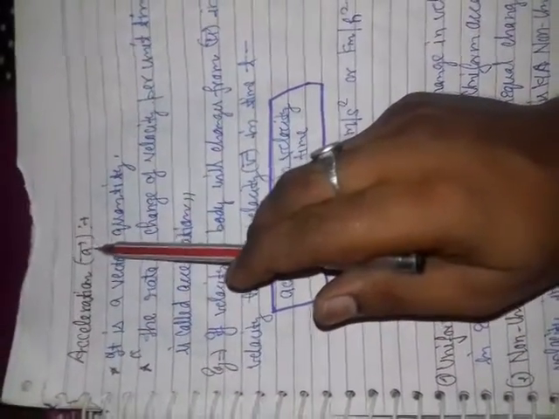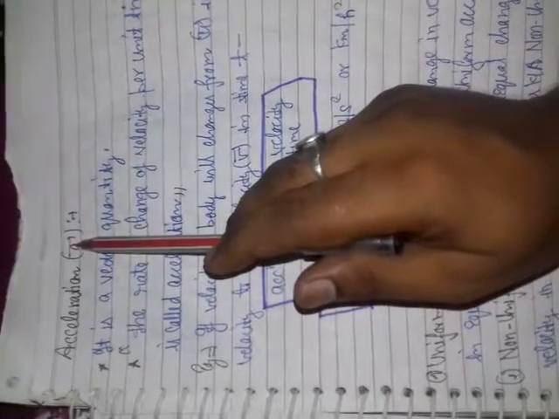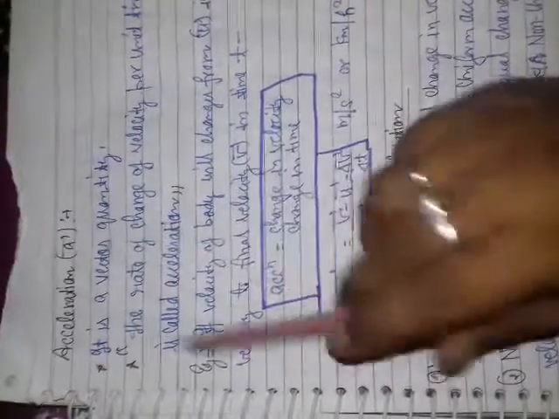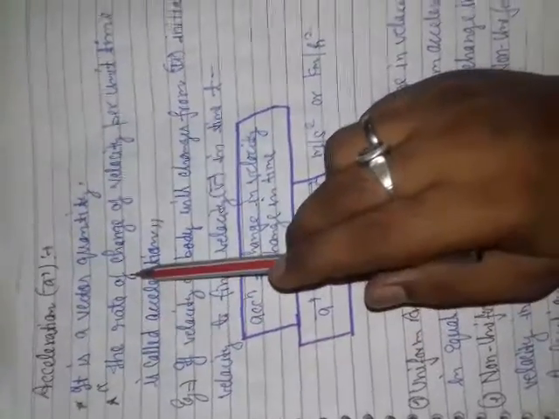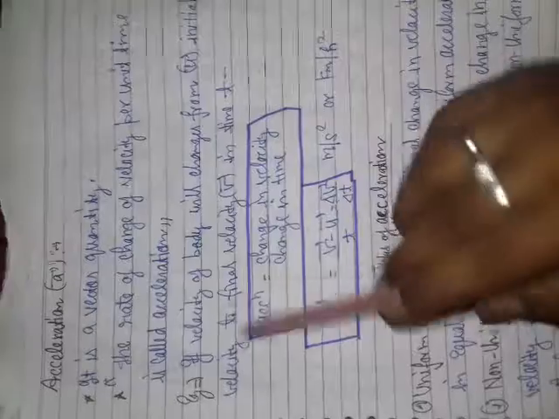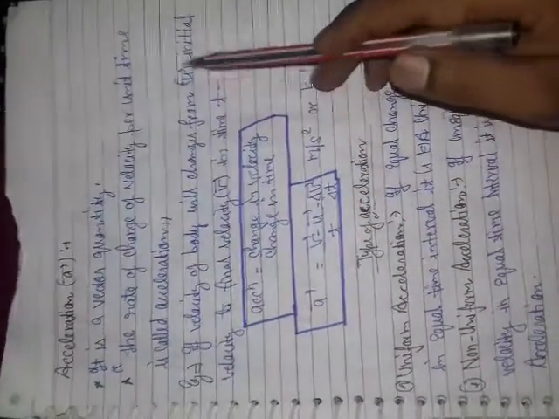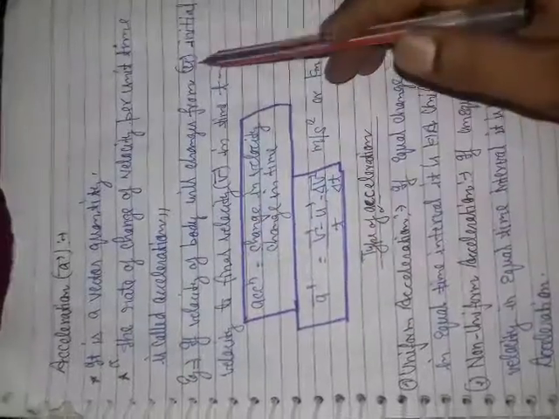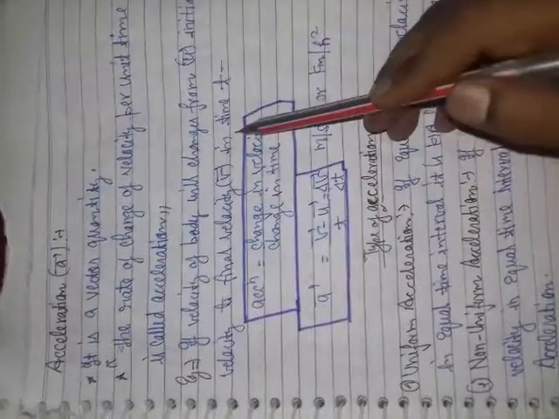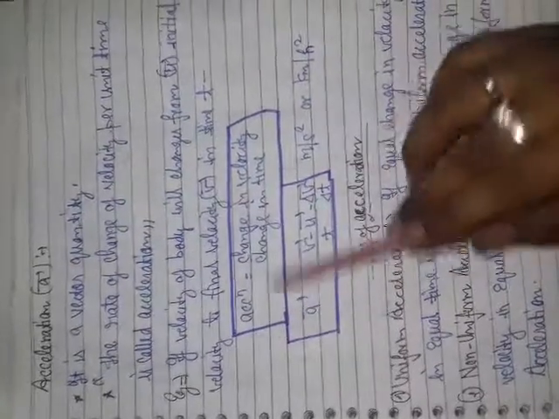We are moving to the next point, that is acceleration, represented by the small symbol a with an arrow on its head, which means it is a vector quantity. Definition: the rate of change of velocity per unit time is called acceleration. If the velocity of a body changes from initial velocity u to final velocity v in a time interval t, that is the formula.